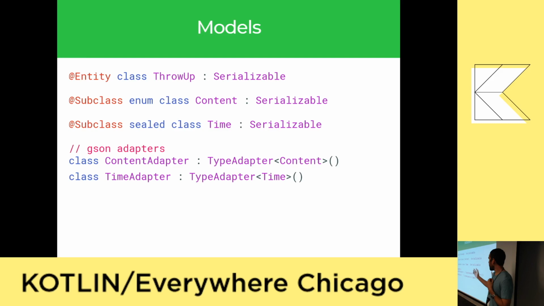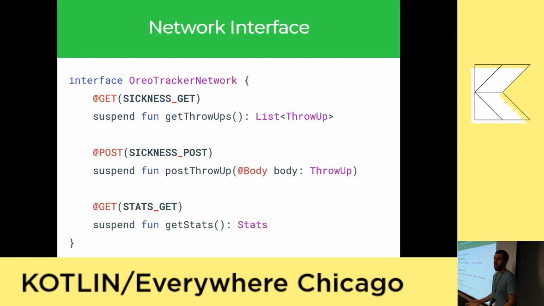Like I said, we're going to use Retrofit here. We're just going to create an interface called the Oreo tracker network, and I'm just going to have a bunch of suspend functions. I'm not sure if there's a talk on coroutines today, but check out coroutines if you haven't seen it yet. What I alluded to is with the routes file, you can see I have all these constants. And again, if I just wanted to change the name, recompile, and we're good to go.